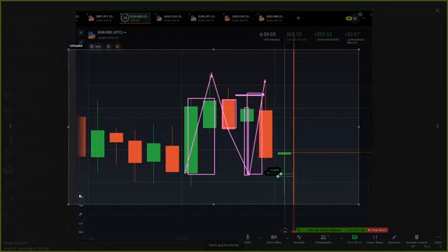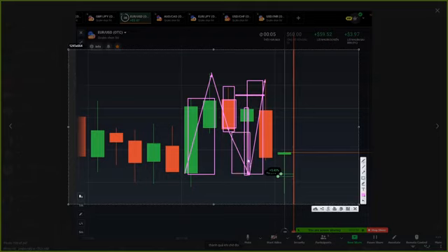The green candle is like this. But the red candle is just like this almost all the time. It never hits, never makes like this. Trust me, trust me.